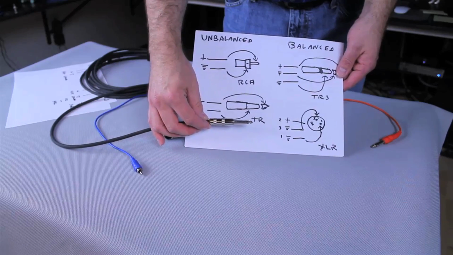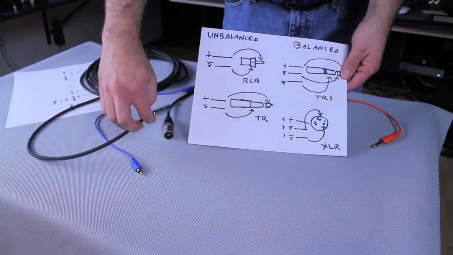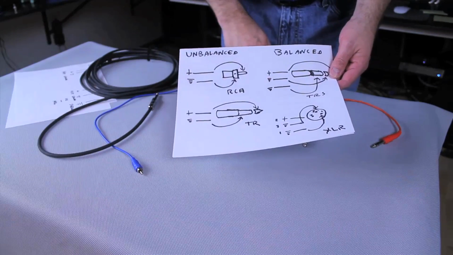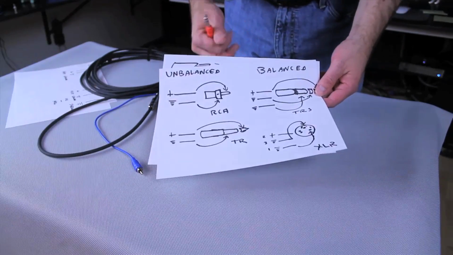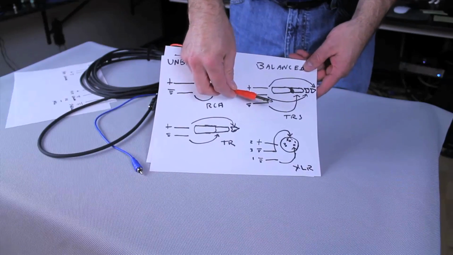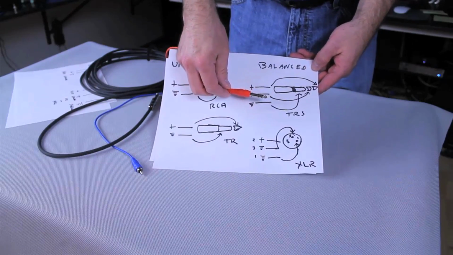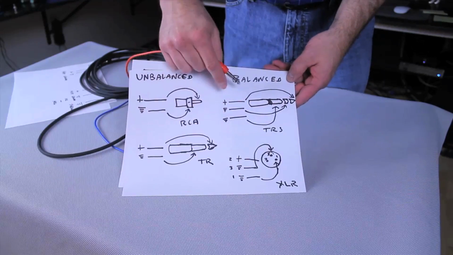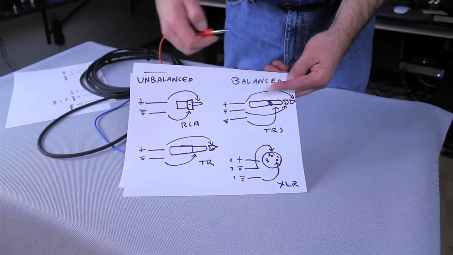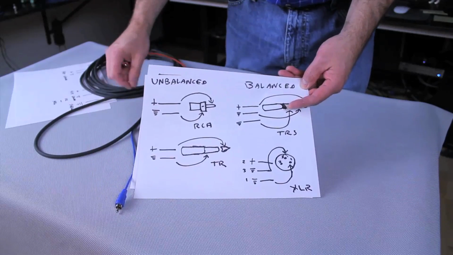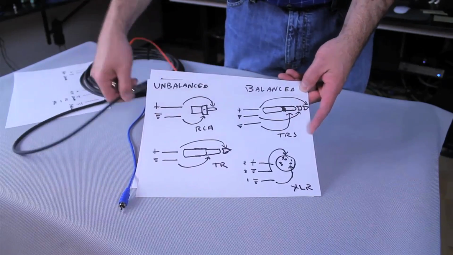Now we have balanced. On this side we have, for instance, a typical 1/4 inch plug. It's called a TRS or tip ring sleeve. We have the positive goes to the tip, just like the other one that we had over here, the guitar cable. But there's an addition, there's a ring right in the middle there.